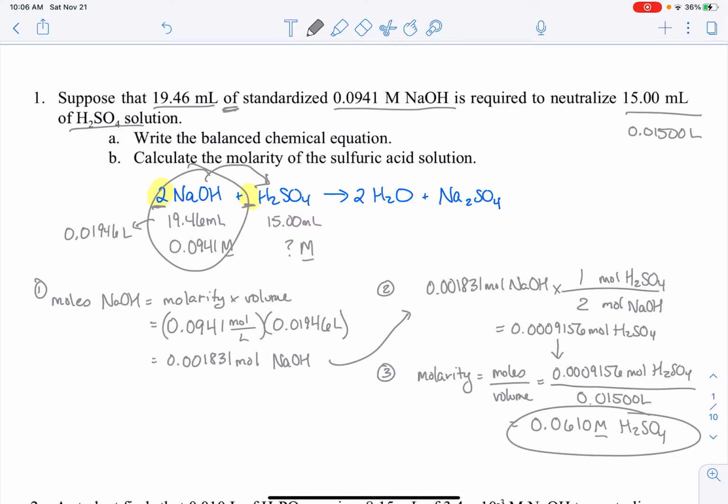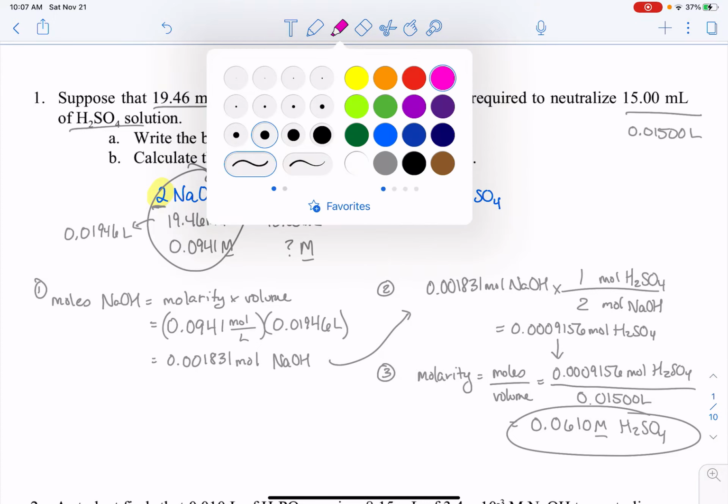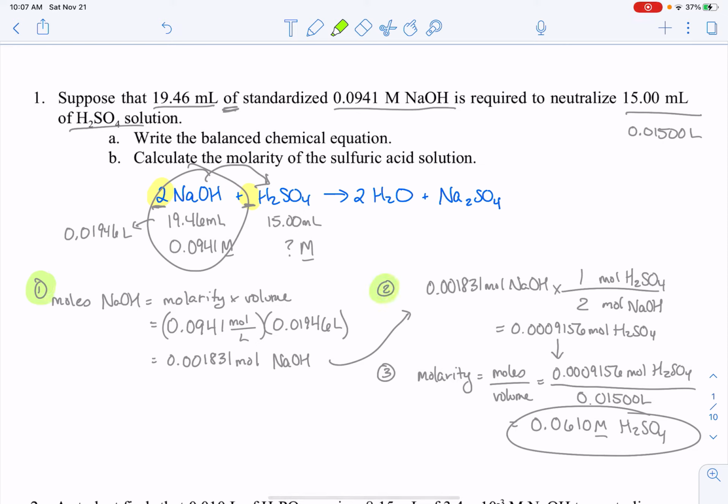The rest of the problems in this assignment follow the same pattern for steps 1 and 2. For questions 1, 2, and 3, step 3 is like this. For the other three questions, you are given the molarity and you are solving for the volume. So you're going to use moles and molarity to solve for volume in questions 4, 5, and 6.